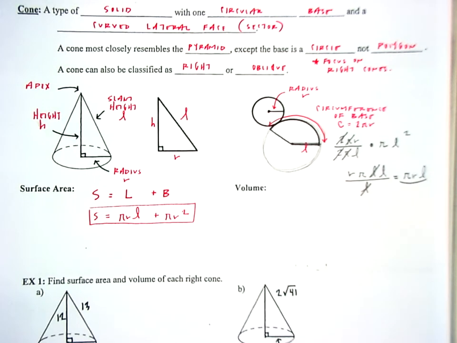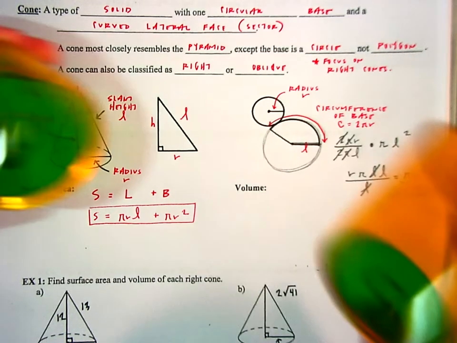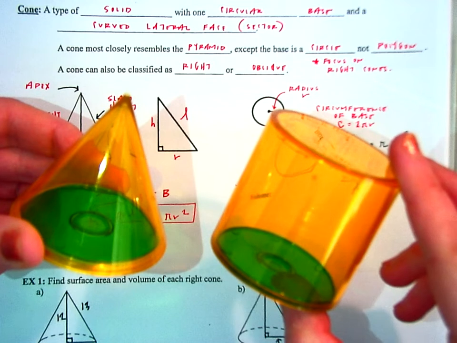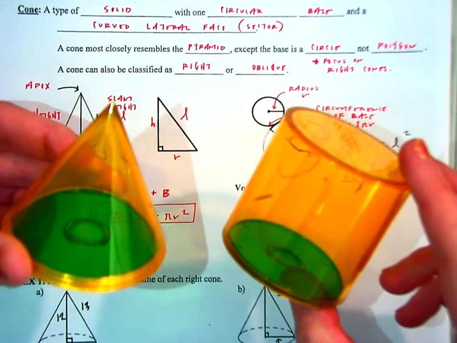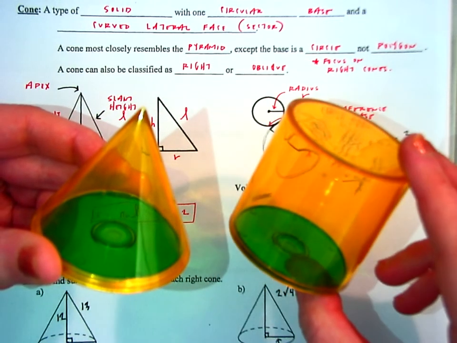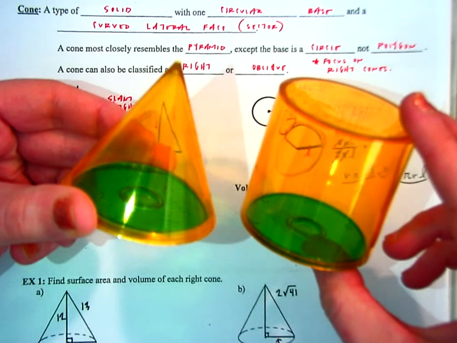And for volume, it is the same as it would be with a pyramid, where a pyramid is going to be a third of what it would look like as a prism with the same base area and height. We know that if I compare a cone to a cylinder, it will have the same 1/3 relationship. And if I had my cups of water, I could pour and show you how it's 1/3 of what it would be as a cylinder with the same base shape, same height.